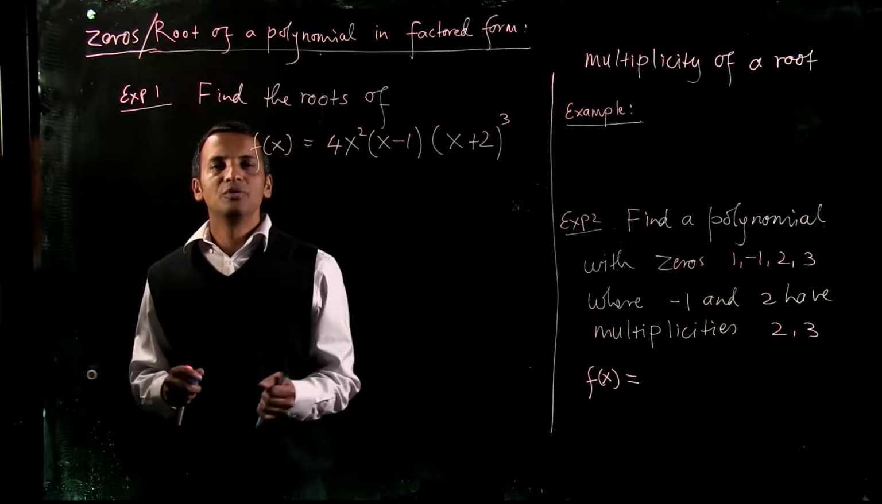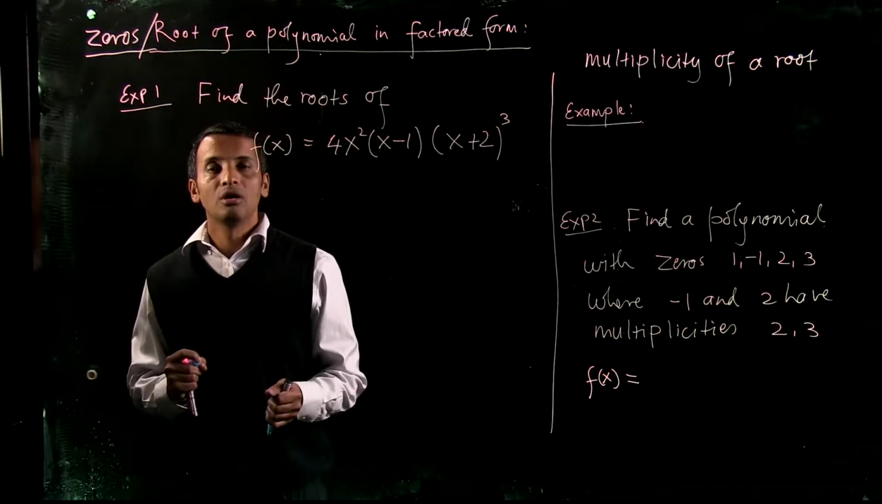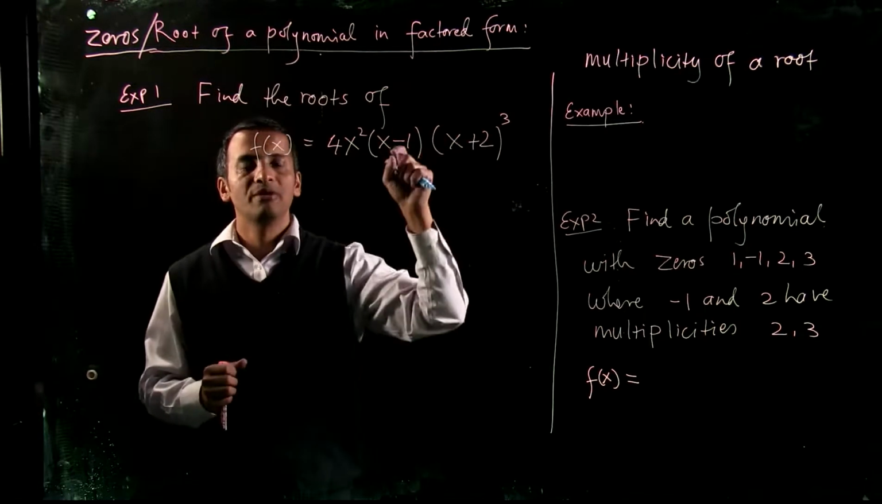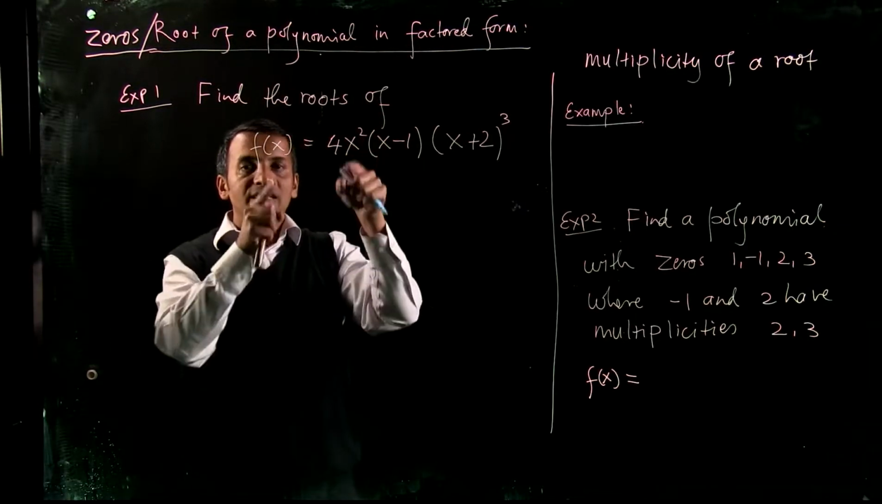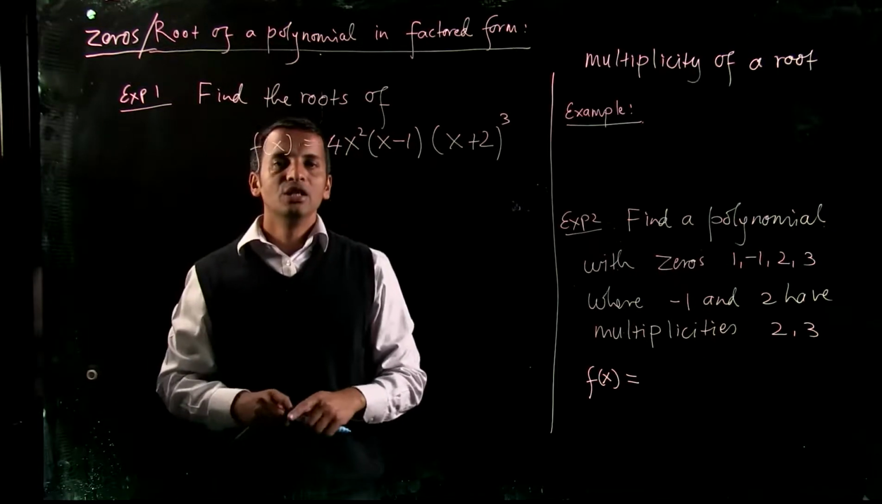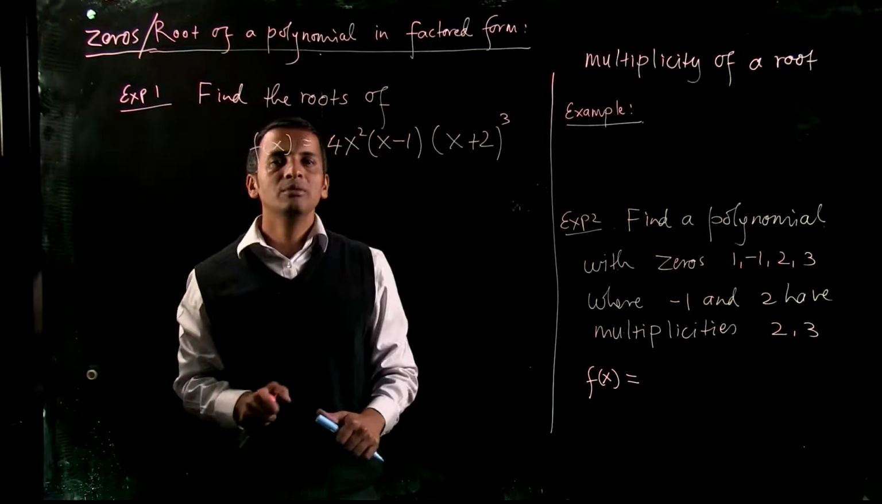Hi, in this video I'm going to talk about what are the zeros or roots of a polynomial that is given in the factored form. What do you mean by factored form? If a polynomial is given like some factor times another factor times another factor, how do you find the roots, or in other words, how do you find the zeros of a polynomial?